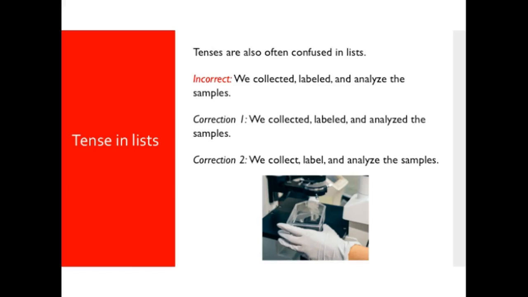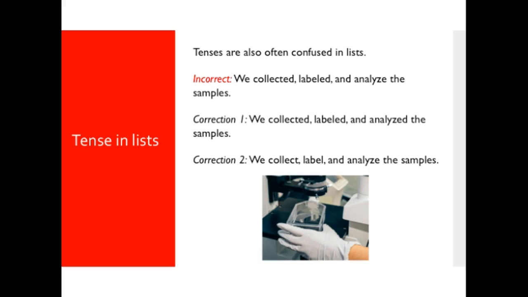Another place where we often confuse tenses is in lists. We're going to talk more about parallelism in lists in the module on flow. This is the last module of this course. But we also want to make sure that our lists align in terms of tense. So that means if our list is comprised of a series of verbs, for example, we're doing this, that, and the other, all of those verbs need to be in the same tense. Otherwise, they need to be restructured, essentially.